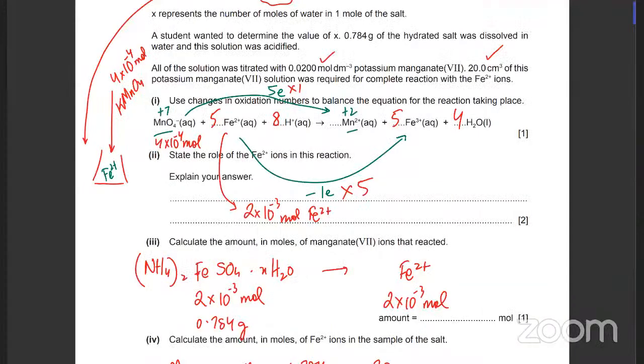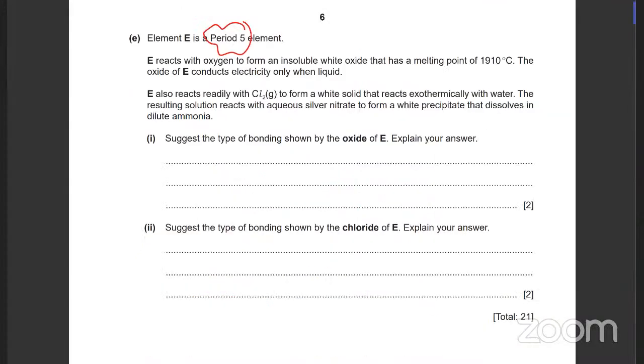Element E reacts with oxygen to form an insoluble white oxide that has a high melting point. First, tell me, which period 3 element does it resemble? Magnesium. It represents magnesium oxide because it's an insoluble oxide, plus it's got a very high melting point as well.